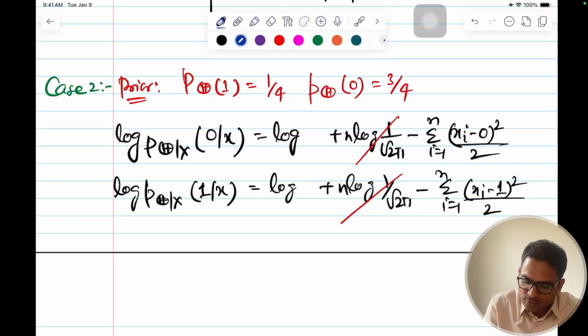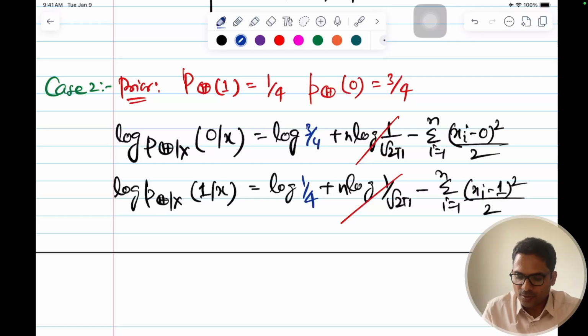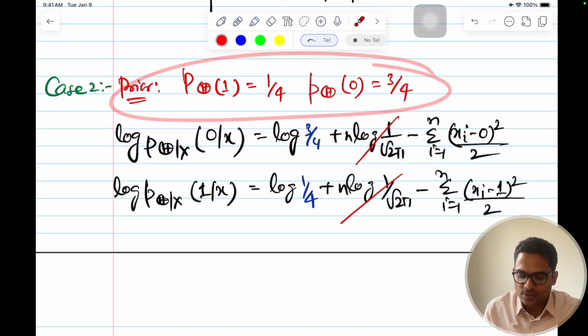Here, P(θ=0) is 3/4 and P(θ=1) is 1/4. Rest of the things remain the same. That's the only difference. Earlier it was half, equal. Now this time the prior information is this. So how will we calculate?